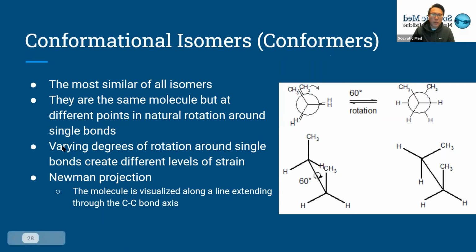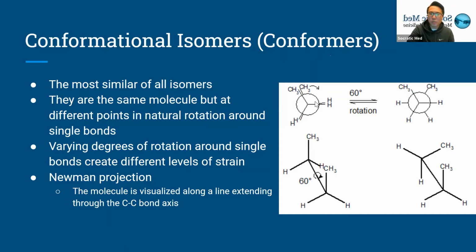Like I said before, they vary in the degrees of rotation around a single bond, and this creates different levels of strain. For conformational isomers, they usually use what is known as a Newman projection. So the two molecules on top, the ones with the circle and the lines, are known as Newman projections, and they're usually used for conformational isomers. This is because it allows the molecule to be visualized along a line extending through the carbon-carbon bond axis.